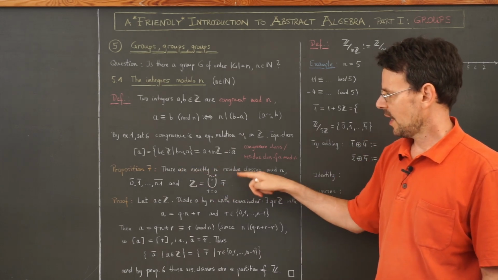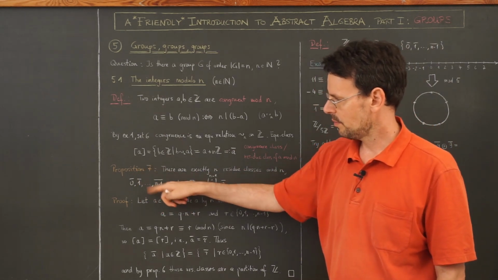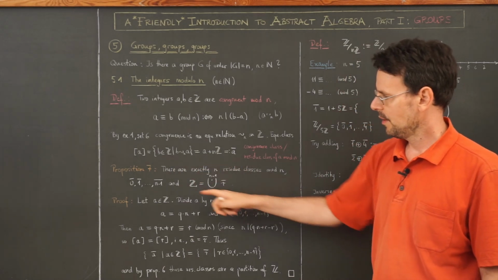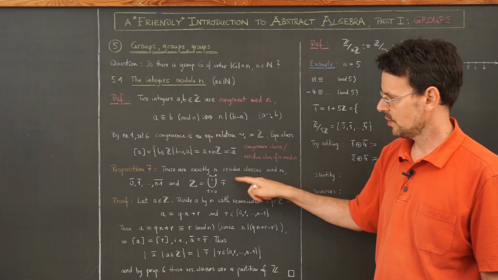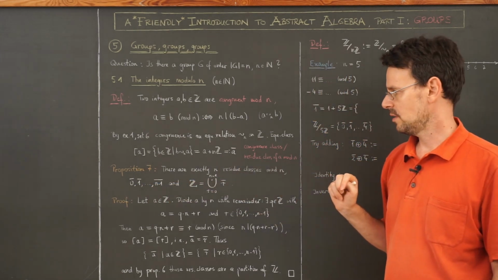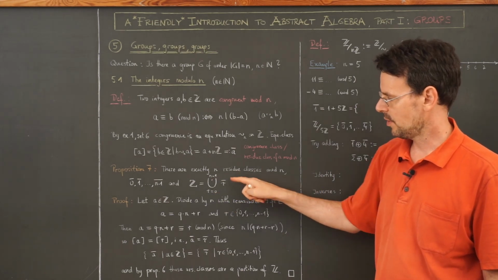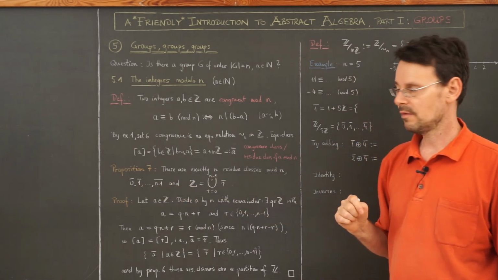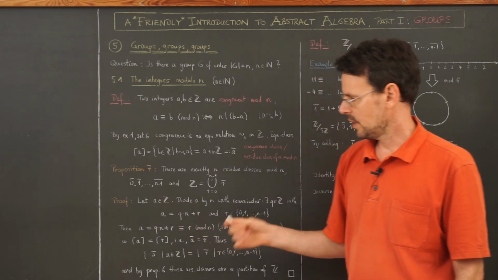There are exactly n residue classes mod n, namely 0 bar, 1 bar, and so on up until n minus 1 bar. And the integers can be written as the disjoint union of all these n different residue classes, where r runs from 0 to n minus 1. If I take the union of all these, I end up with all of the integers.